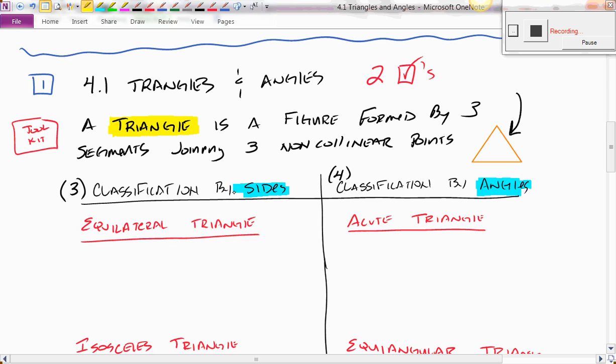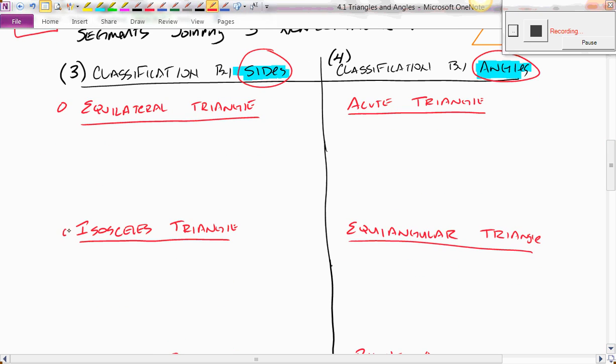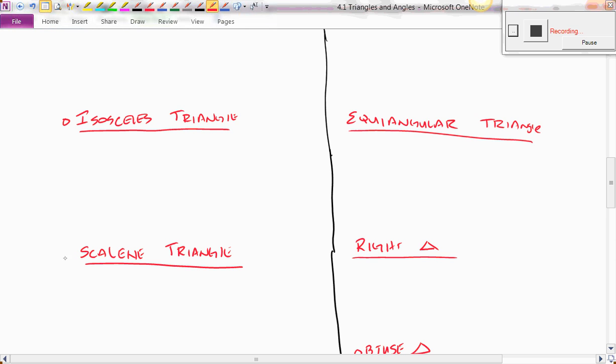And it turns out that there are 2 ways you can classify triangles. You can either classify a triangle by its sides or by its angles. So there's 2 ways to classify a triangle. If you're classifying a triangle by sides, there are 3 types that you can have. You can have an equilateral triangle, an isosceles triangle, or you can have a scalene triangle. Those are the 3 types that you can have.